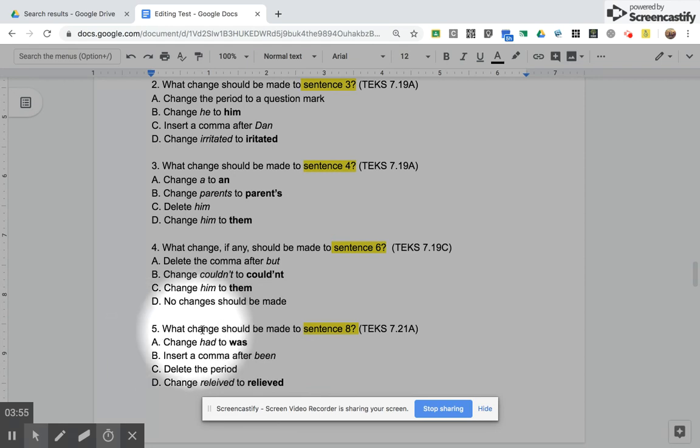Number five, what change should be made to sentence eight? Change had to was. Insert a comma after been. Delete the period. Change relieved to relieving.